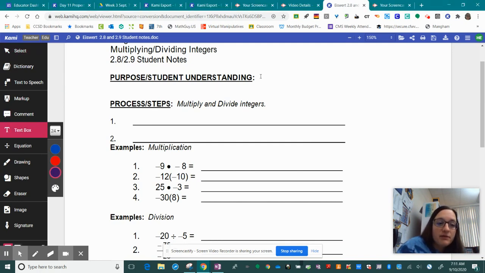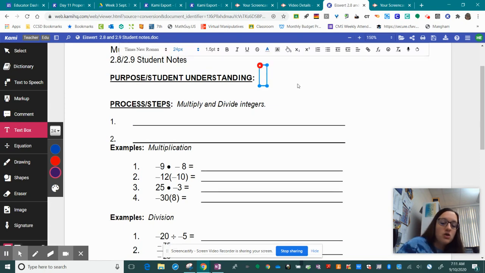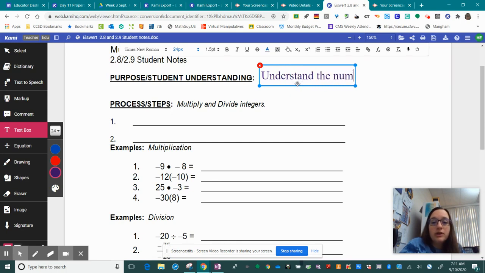So our purpose for this, why are we doing this? Great question. This basic skill will help you to understand the real number system and will help you in future math classes. So our focus is to understand the number system. Of course, that will help you in future math classes.